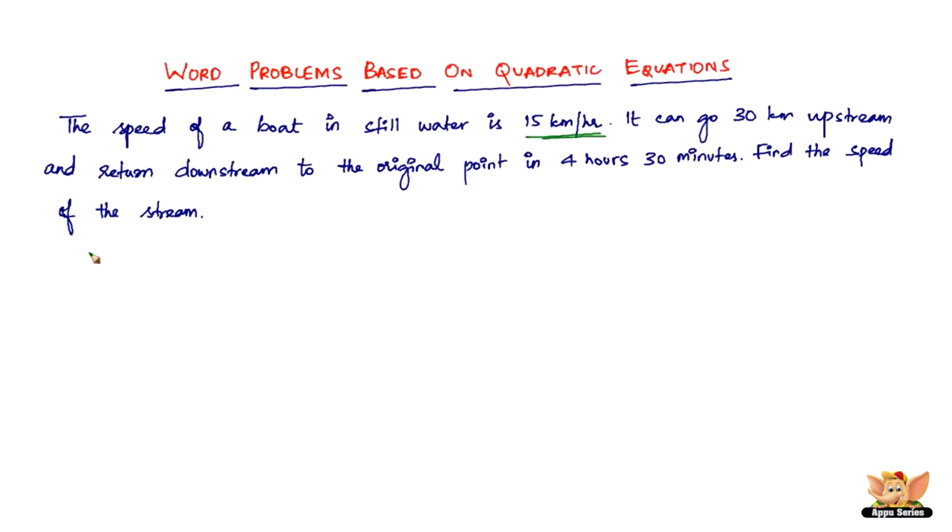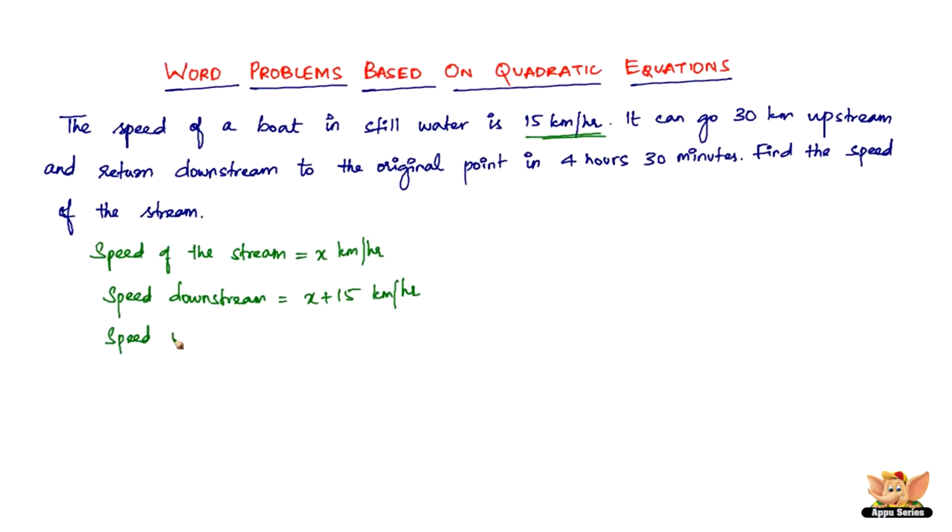So first, let us assume the speed of the stream. Let the speed of the stream be equal to x kilometers per hour. Then you can establish the speed downstream. The speed downstream is going to be more, x plus 15 kilometers per hour. And the speed upstream is definitely going to be 15 minus x. It's not going to be greater. It's going to be 15 minus x kilometers per hour.